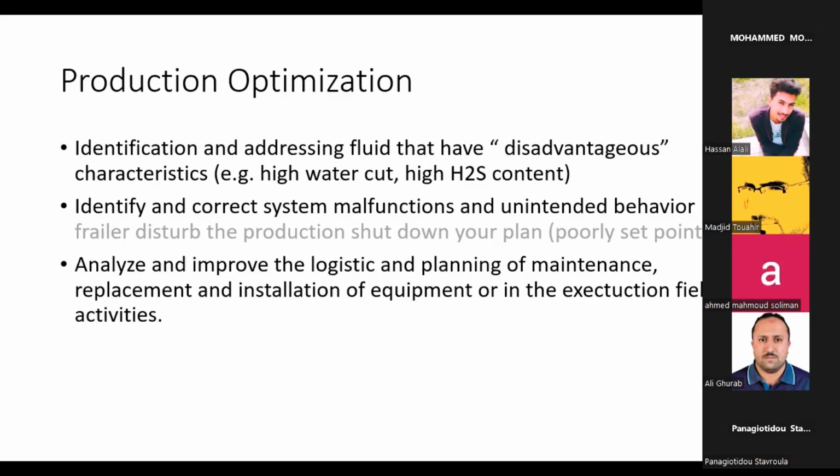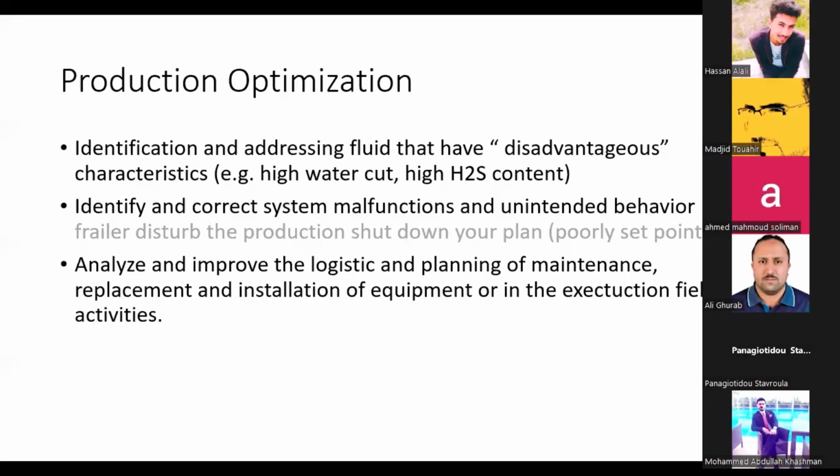Also within the production optimization approach, there is analyzing and improving logistics and planning for maintenance, replacing, and installing equipment in field execution activities. If one of the equipment breaks down and we don't have the parts in storage, then we have to wait a long time for these parts to come.